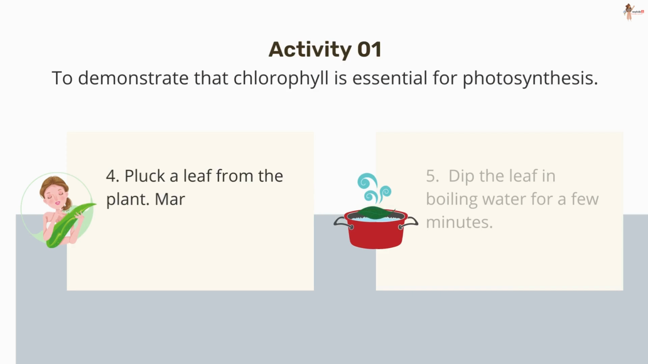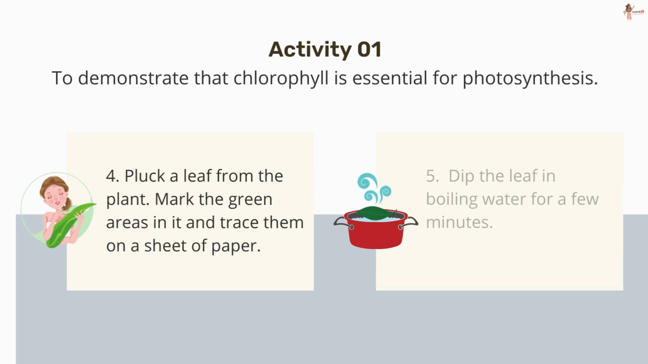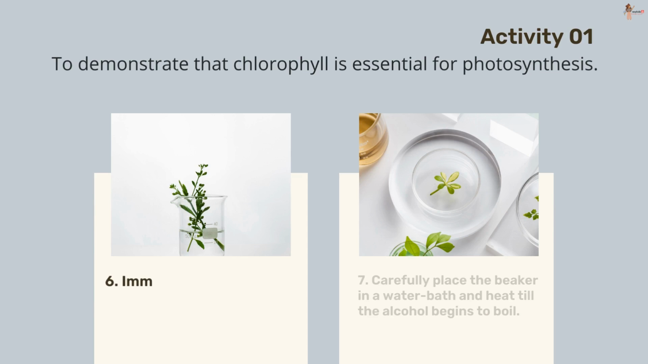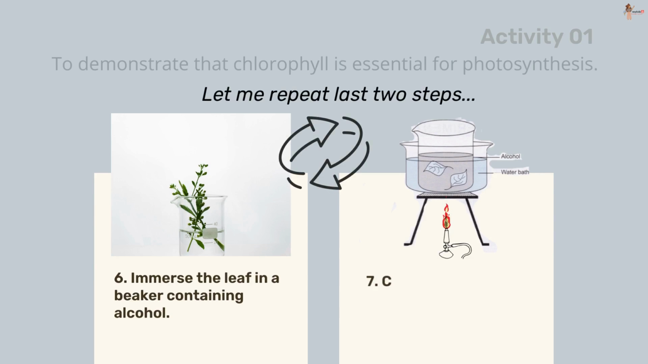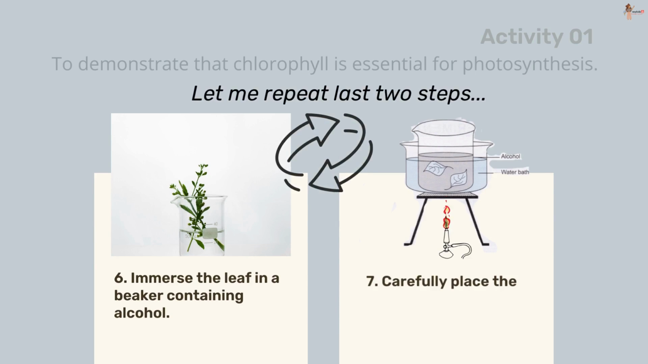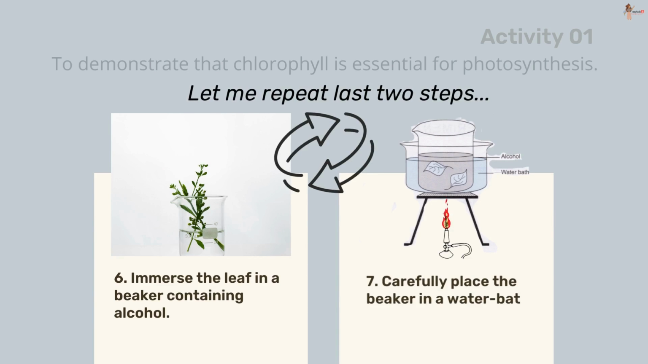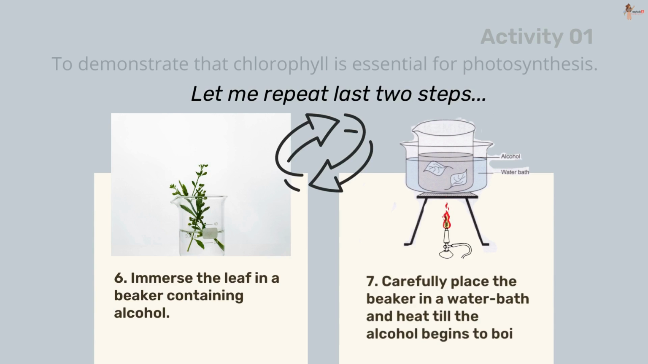Pluck a leaf from the plant. Mark the green areas in it and trace them on a sheet of paper. Dip the leaf in boiling water for a few minutes. After this, immerse it in a beaker containing alcohol. Carefully place the above beaker in a water bath and heat till the alcohol begins to boil.